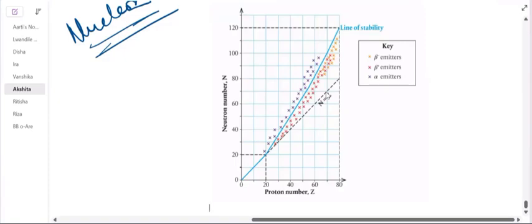Okay. Now, let's talk about the gamma radiation also. So, in gamma radiation, there is no change in the atomic number and the mass number.